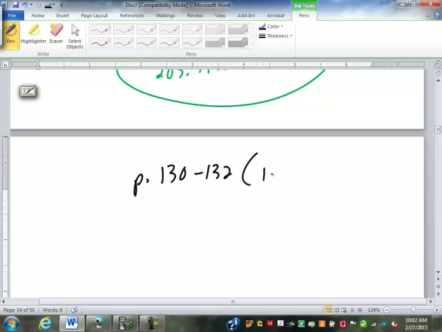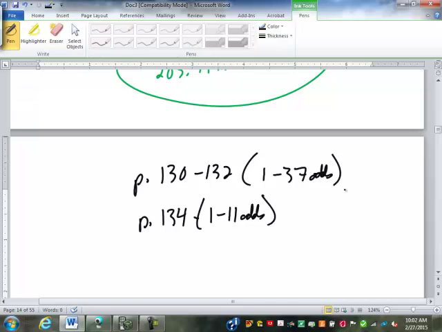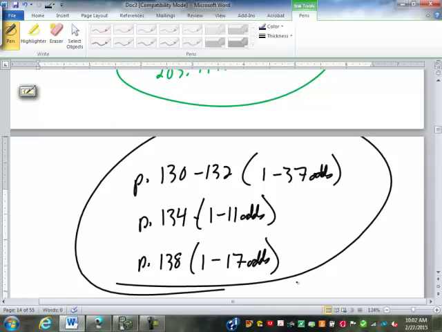So on page 130 to 132, 1 through 37, the odds, talks about the basics of dilutions. Page 134, 1 through 11, the odds, talks about adjusting the concentration of a solution with the dilution and what dilution is required. And then page 138, 1 through 17, the odds, goes over this concentration adjustment formula.